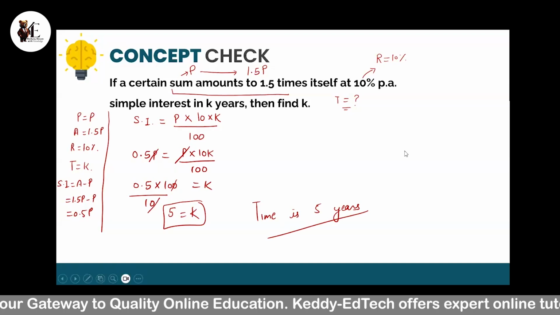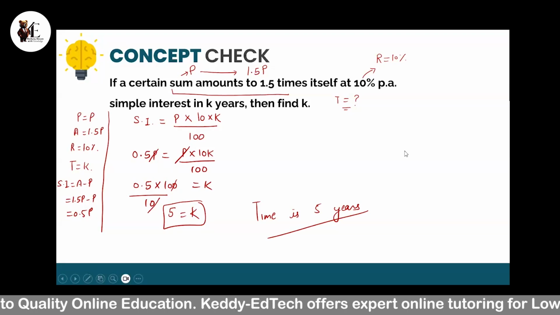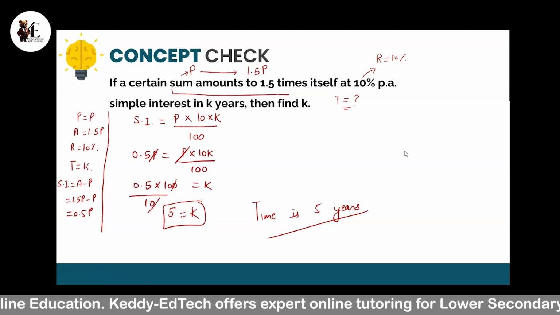Okay, I have solved this question. You can take a look. And if there is any doubt, please let me know.